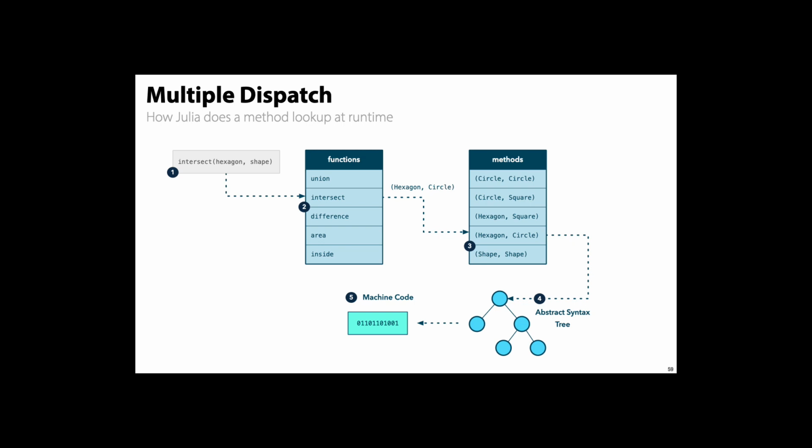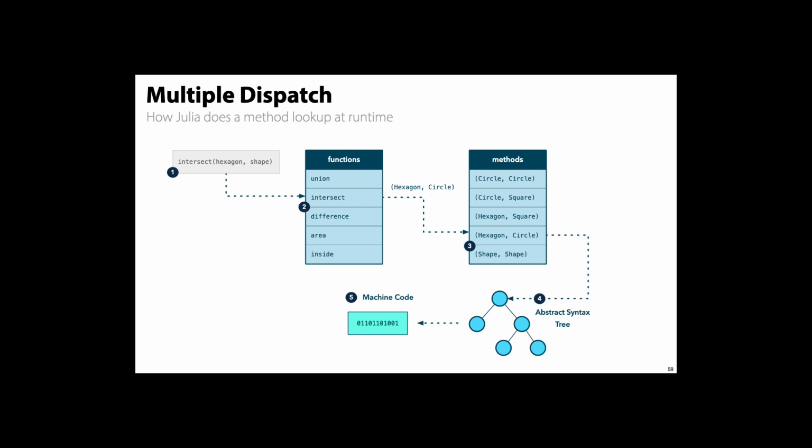So how does this work? Well, Julia will ask every argument, what's your type? I'm a hexagon. Well, what's your type? Well, I'm a circle. And so this forms a tuple, like a collection of types. And then we use that to do a lookup in the methods table. This is not a hash table lookup. It's not a dictionary lookup. Well, conceptually there might be some hash table lookups and caching and so on, but conceptually, this is a linear search.